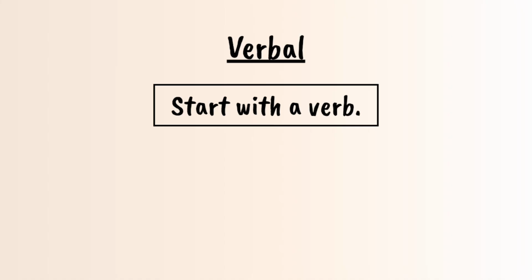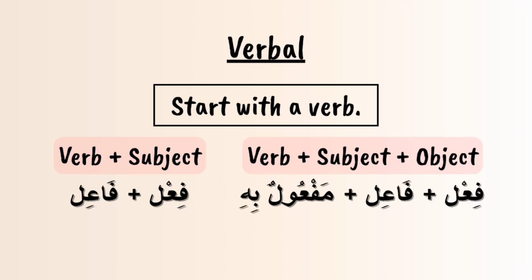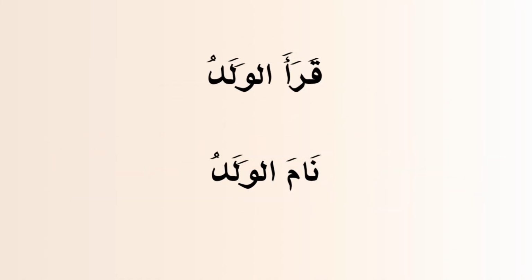Verbal sentences start with verbs. They consist of 2 or 3 parts, a verb, فعل, and a subject, فاعل, and sometimes an object, مفعول به. Let's observe the following sentences. قرأ الولد. The boy read. نام الولد. The boy slept. قرأ is the verb and الولد is the subject, فاعل. The boy read and the boy slept.